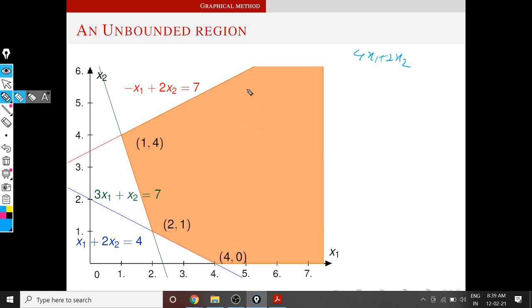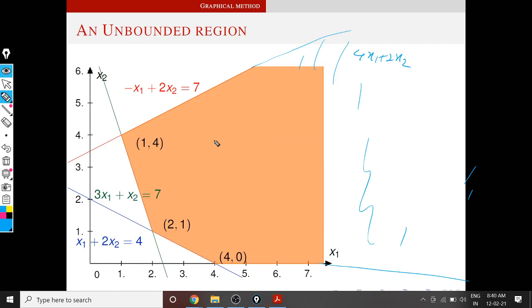Here this is the region bounded by these three straight lines, and this is an infinite region. Actually this region is unbounded. So how do we find its maximum and minimum?